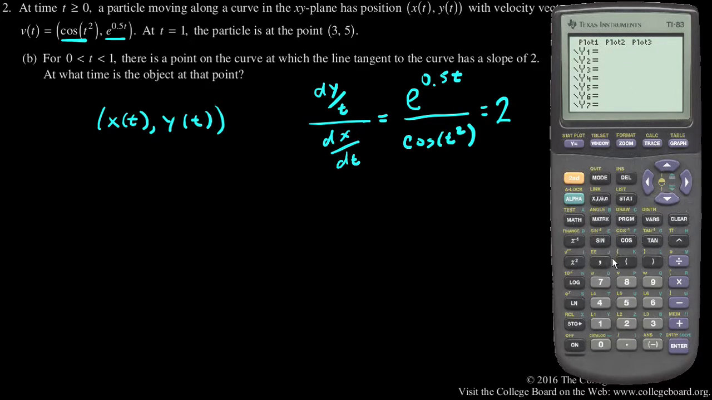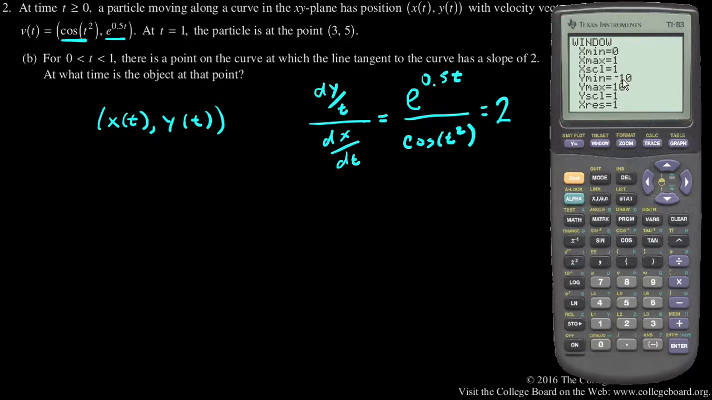I want to graph e to the 0.5x all over the cosine of x squared. And I will graph 2. I want this to be somewhere between 0 and 1, so I'll go to my window straight away and change x min to 0, x max to 1. I'll leave these for now.